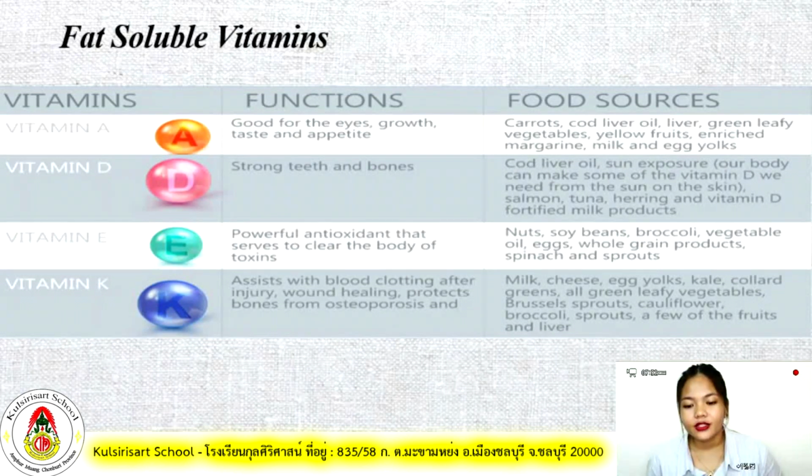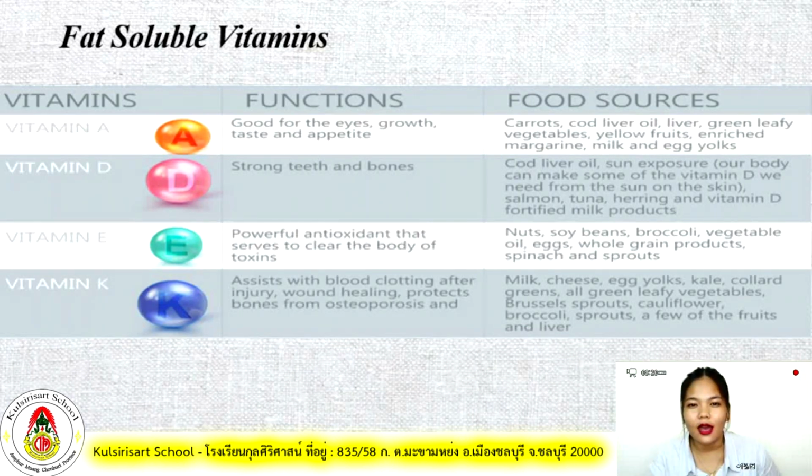Here we have a table that shows the functions and the different sources where we can find these different fat-soluble vitamins. So we have vitamin A. What is the function of vitamin A? Vitamin A is good for the eyes, growth, taste, and appetite.